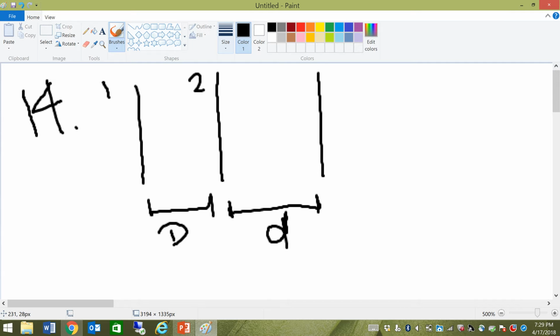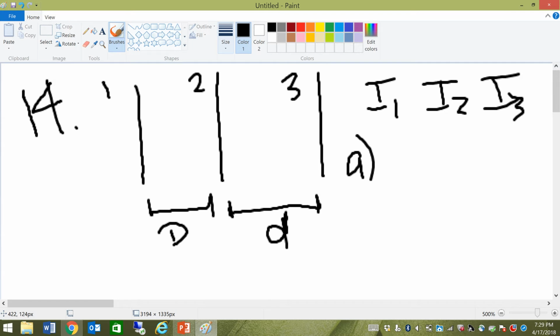And then these are labeled wires 1, 2, and 3, and they each have currents I1, I2, and I3 going through them respectively. All right, this is all the problem gives us. And so we can start with part A. If capital D is equal to lowercase d, how should the magnitudes and directions of currents I1 and I3 compare if wire number 2 is to experience a net magnetic force of 0?